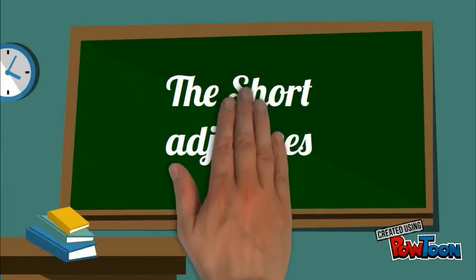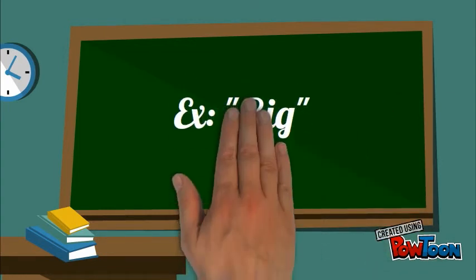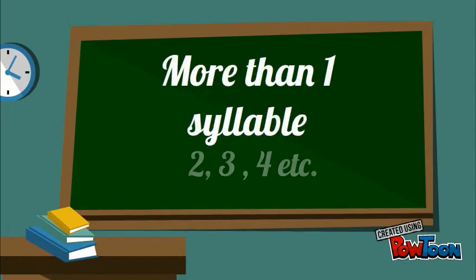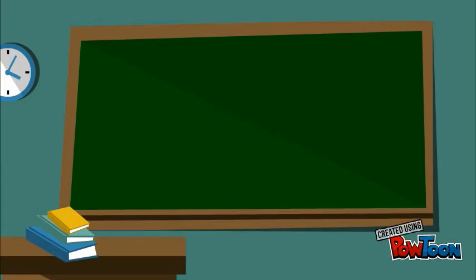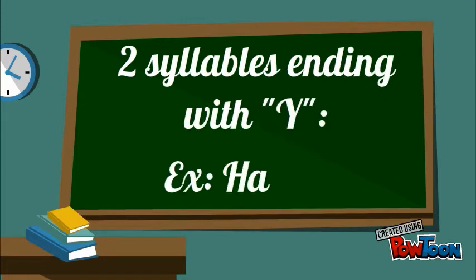The short ones, it is simple. They only have one syllable. Let's say, big. The long ones, guess what? It's really simple too. They have more than one syllable, 2, 3, 4, etc. Of course, you have those with two syllables, but which end with the letter Y, like happy.